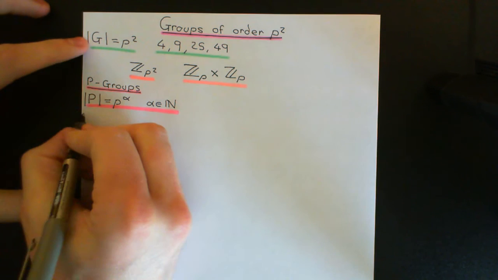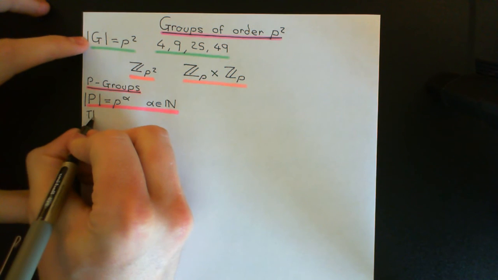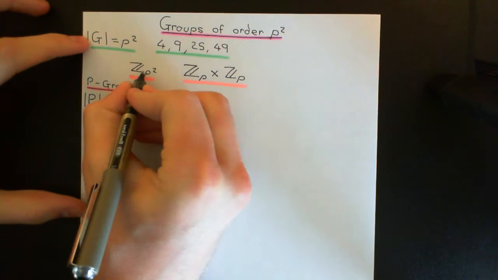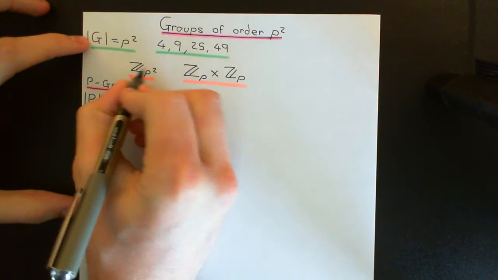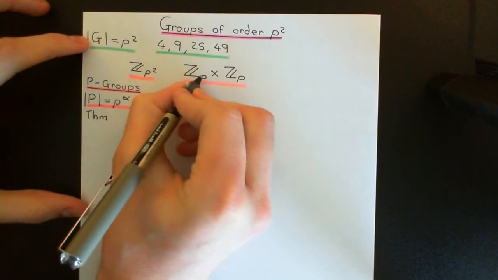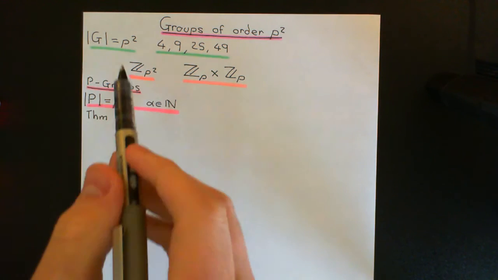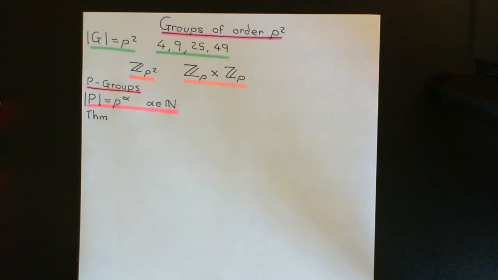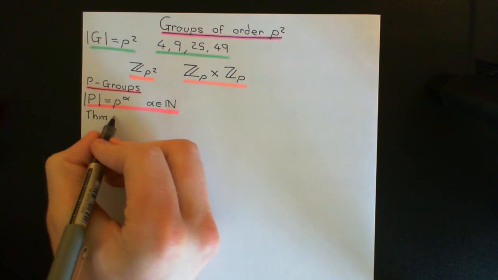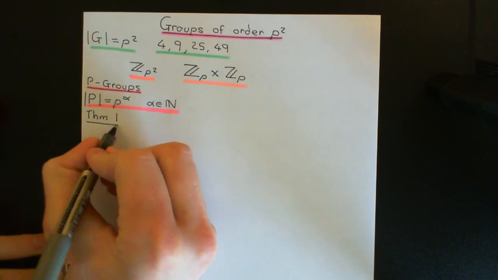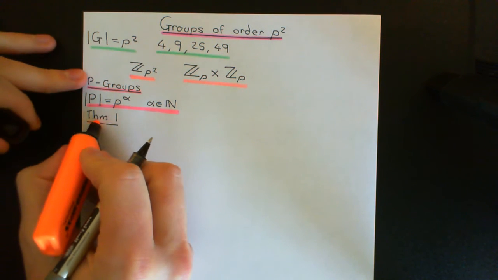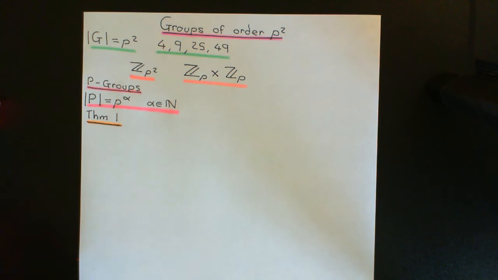Okay, so here comes this really important theorem that we need to know in order to go about proving that the only two isomorphism classes of groups of order p squared are this one and this one. So here comes what we might call Theorem 1. Theorem 1 is that the centre of a p-group is non-trivial.